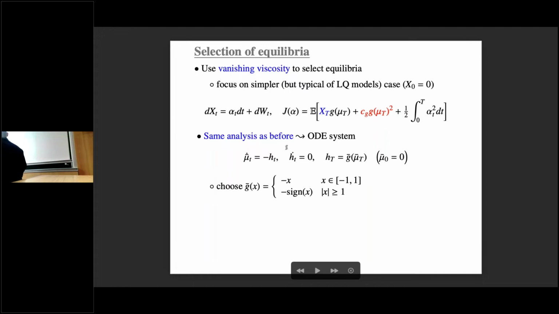So what you observe is that this is exactly the system I mentioned to you before. So mu bar dot is minus h, and h dot is equal to zero. And at the terminal time, h_T, which should be the analog of the Hamilton-Jacobi equation, is g of mu bar_T. And let's say that you start from zero, so the mean state of the population is zero. As an instance, you take g of x to be minus x between minus one and one, and after one, this is minus one, and before minus one, this is one.